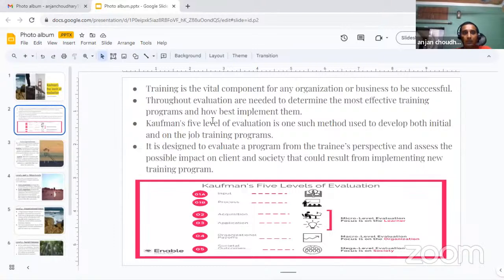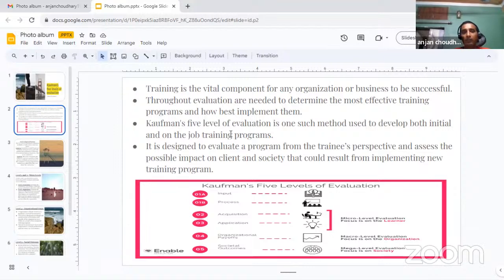So the Kaufman five levels of evaluation model. Training is the vital component for any organization or business to run. Throughout the evaluation, it is needed to determine the most effective training programs and how best to implement them. So what type of training we have to give to our employees, so the organization can reach the top level and complete their vision, mission and goals with this training program.